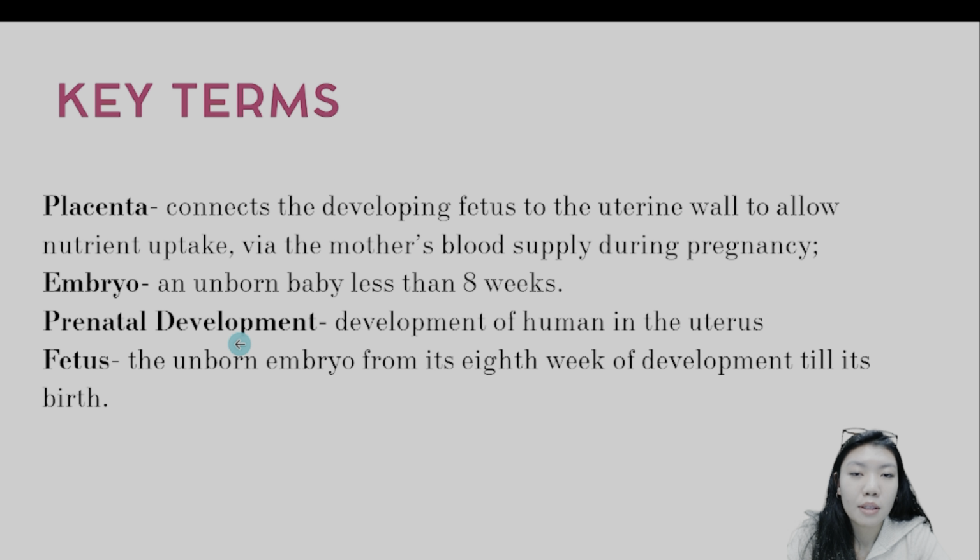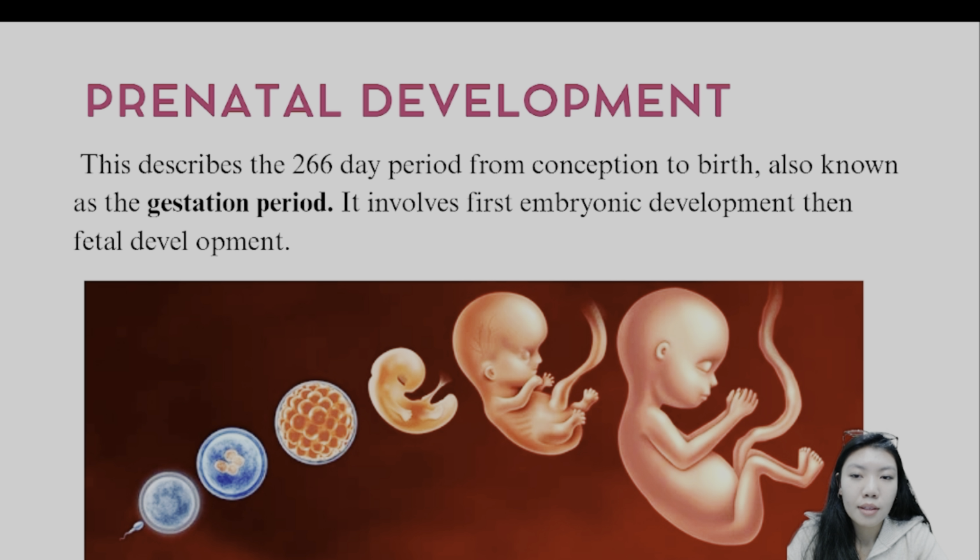The next one is prenatal development. It's the development of a human in the uterus. And then the fetus is the unborn embryo, and it starts from the 8th week until birth. Here you can see the picture of prenatal development, and it starts from the fertilized zygote. After that it divided several times and became an embryo, after that a fetus, and finally the unborn baby.